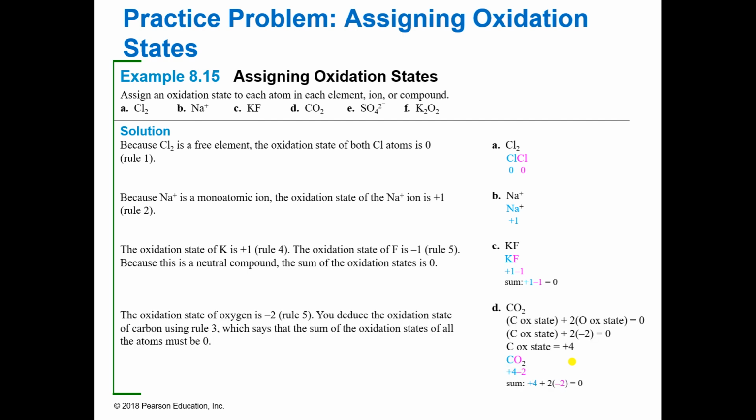Carbon dioxide: we know here, the only exception to oxygen being 2- is peroxide. You remember H2O2. But here oxygen is 2-, and there are 2 of them. So we can mathematically figure out that since the whole thing is neutral, the oxidation state for carbon must be +4. Even though carbon and oxygen are both nonmetals, oxygen is much more electronegative and gets first dibs on the negative oxidation number.